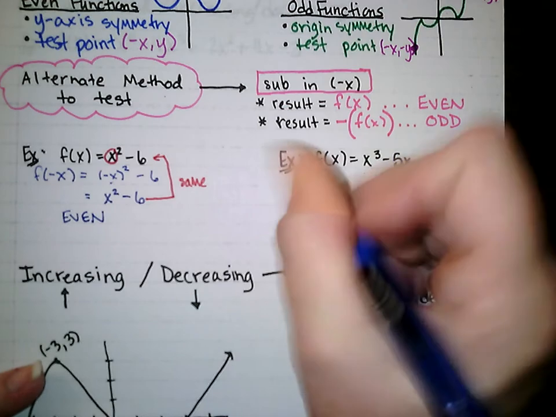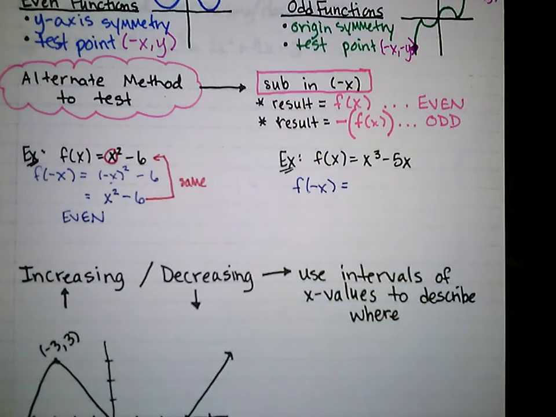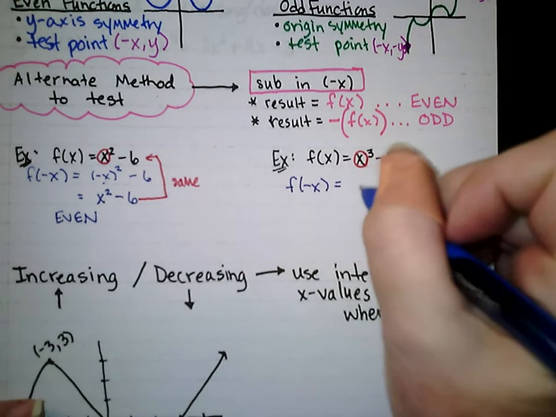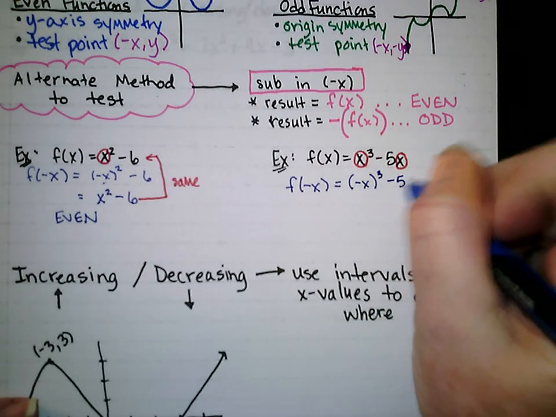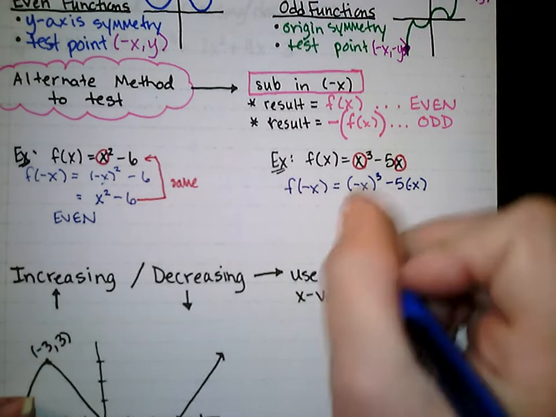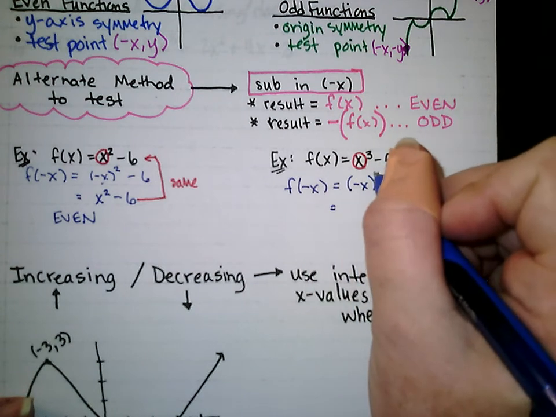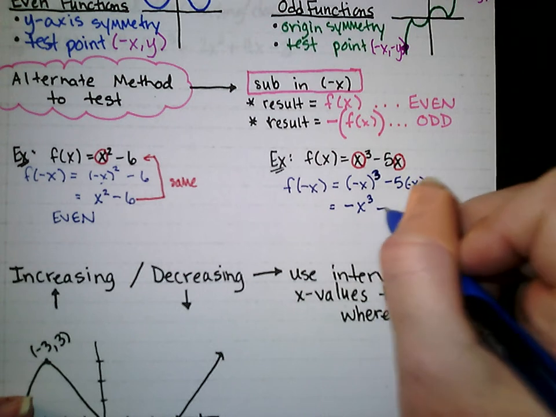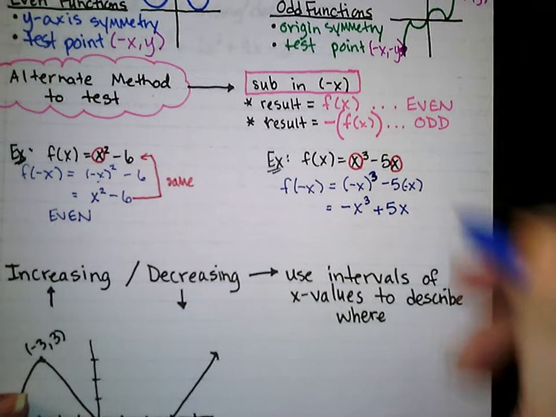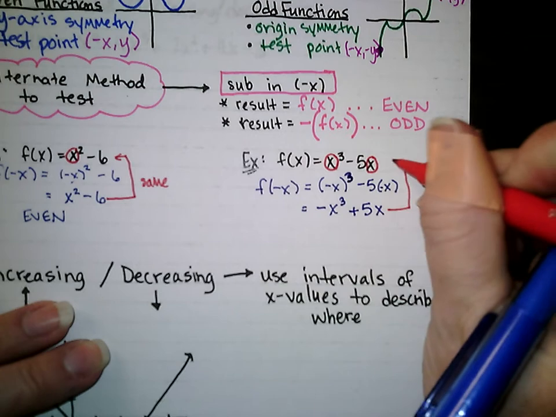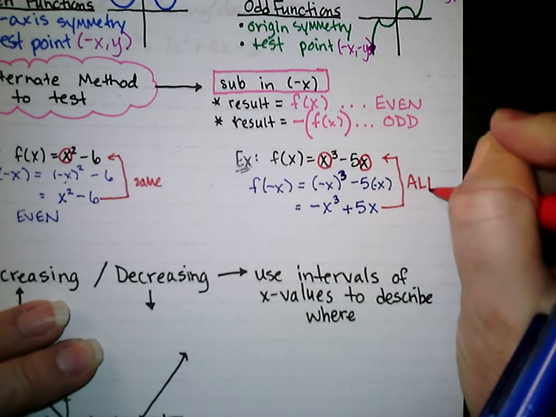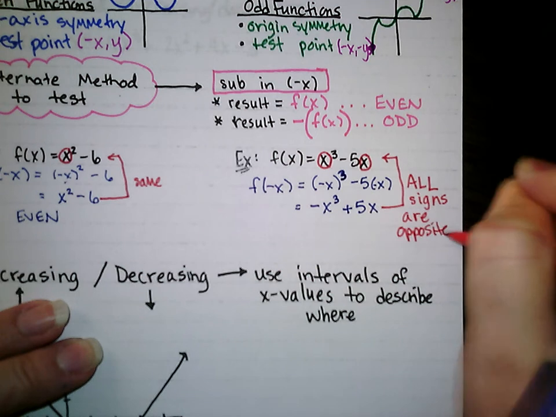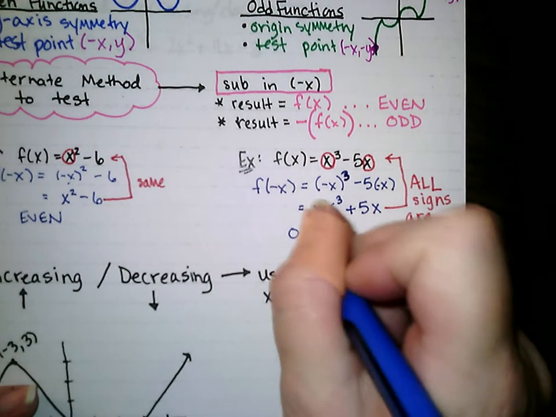Now I'm going to test this one over here, f of negative x. And again, remember that you're replacing x with negative x. So get that in a parenthesis, please. So negative x cubed minus 5 times negative x. And then negative x times negative x is positive x squared, times negative x again would be negative x cubed. And then negative 5 times negative x will be plus 5x. And what we're checking here is to see that all of these signs are opposite. All of them. They all have to be opposite. If even one of them is not opposite, it does not work. All the signs are opposite, which tells us this is an odd function.